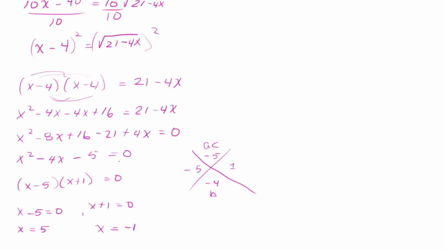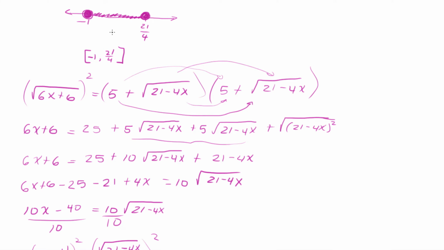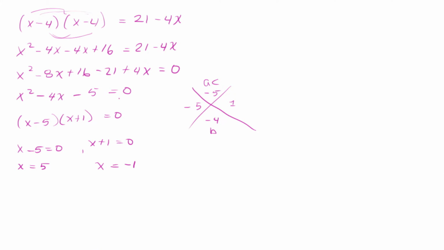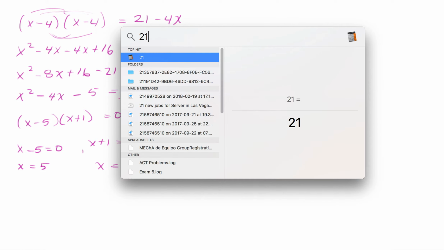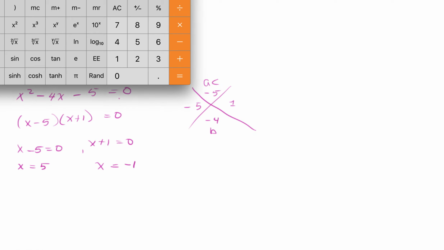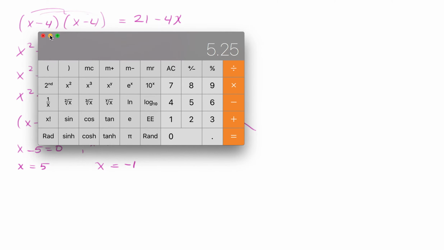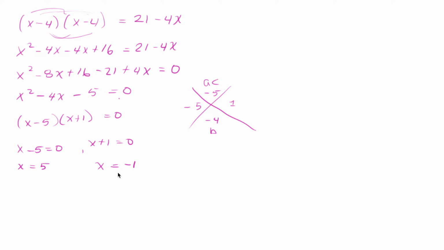Now, we look at our domain again. We said that the domain was from negative 1 to 21 over 4. Now, 21 over 4 is 5.25. Therefore, 5 is part of my solution, and negative 1 is also part of my solution. So my solution set is going to be negative 1, comma 5. And that will be your solution.